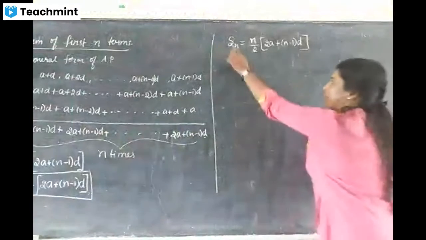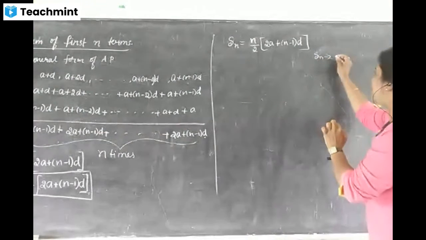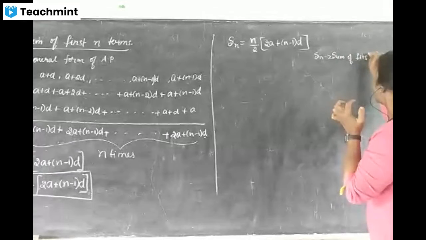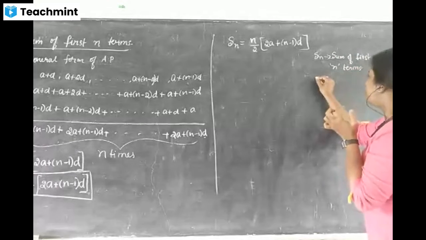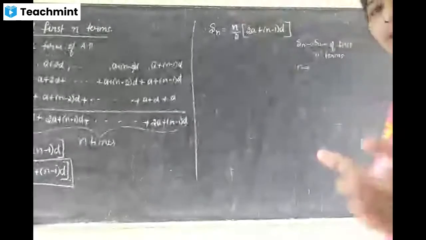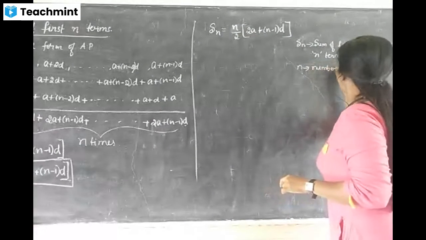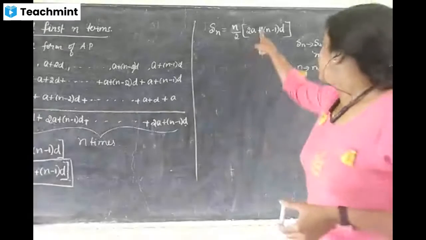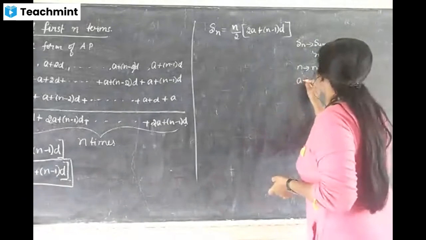Here, Sn means the sum of first n terms. You must know the meaning of each term. n is the number of terms. What is meant by a? a is the first term.